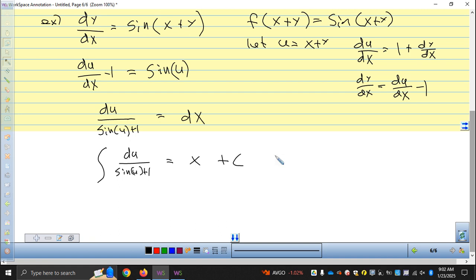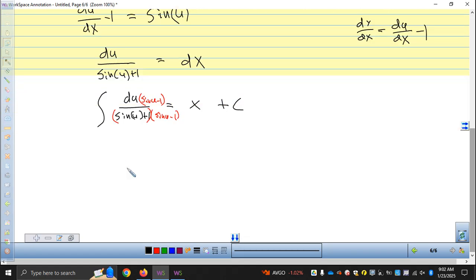This was a fun integral. Didn't we do this one, integral of the day, last week? Yeah, multiply by sine u minus 1 over sine u minus 1. So multiply by a convenient form of 1. So we get the integral of sine u minus 1 du over cosine squared u equals x plus c. And then what do we do here?